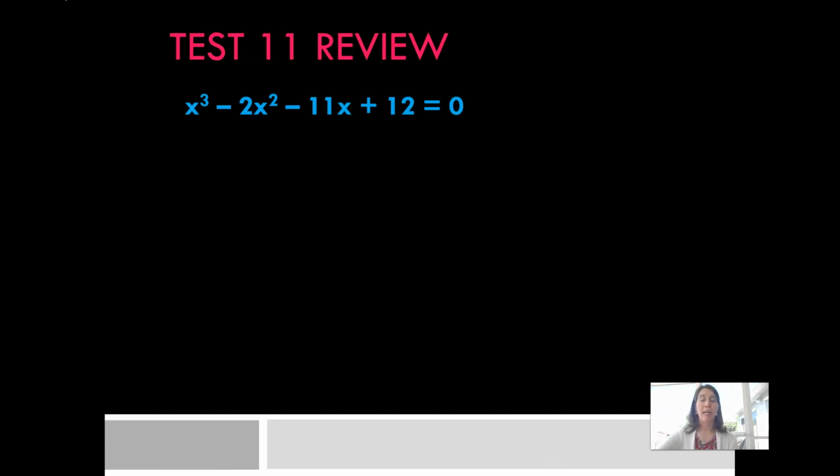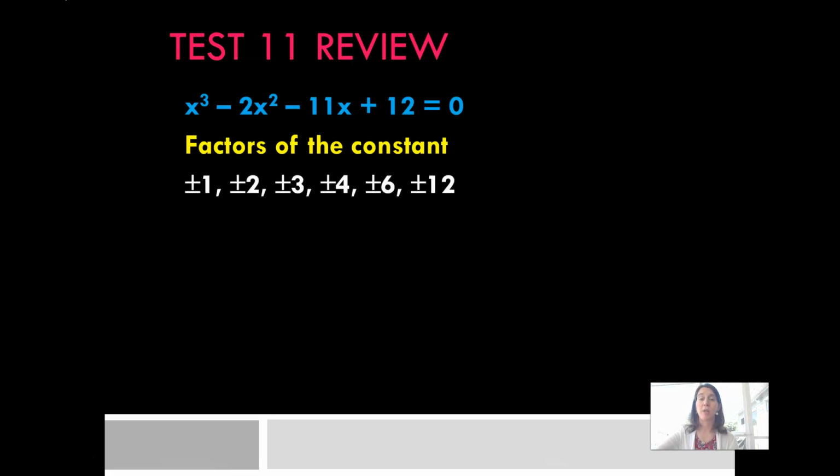So the first thing that we had done with these questions is we had listed out factors of the constant. The constant on this question was positive 12. What can I multiply to get a 12? I could do 1 times 12, 2 times 6, or 3 times 4. Don't forget when we were listing out the factors, we had to include that plus or minus sign in front of all of them. So plus or minus 1, plus or minus 2, all the way down through the numbers that I set. So that would be like question 3.